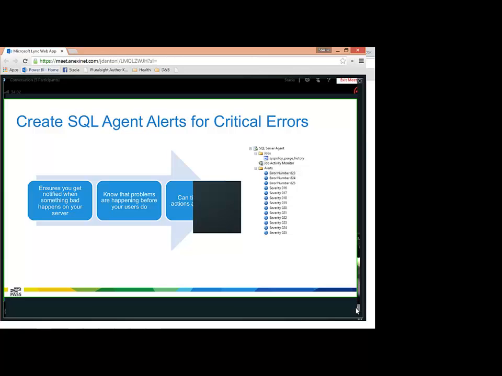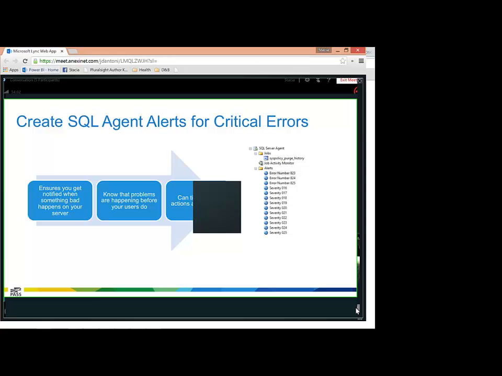So the ones I like to configure are severity 16 through 25. Severity 16 through 18 tend to be resource-related errors, so it's SQL Server running out of some resource. 19 through 25 tend to be pretty bad errors. Just for a point of reference, those are all errors that in SQL Server 2012 and 2014, if you were on a clustered instance, those would initiate a failover. So those are pretty bad things like process failures, memory read failures. So those are things that you're really going to want to know happen.